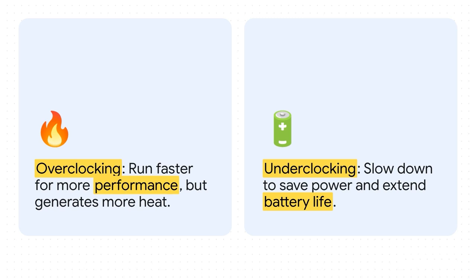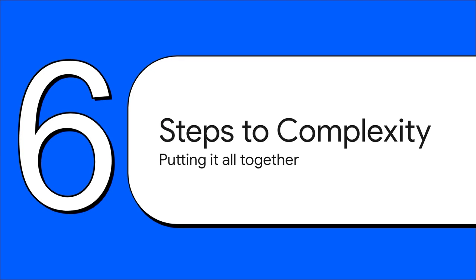You might have heard of overclocking. That's when tech enthusiasts force the metronome to tick even faster to squeeze out more performance, but it generates a ton of heat. On the flip side, your laptop or phone does the opposite. It underclocks its CPU, slowing the tick way down when you're not doing much, just to save power and make the battery last longer.